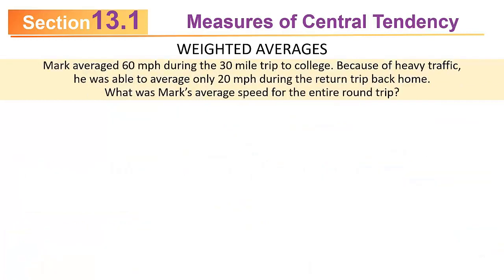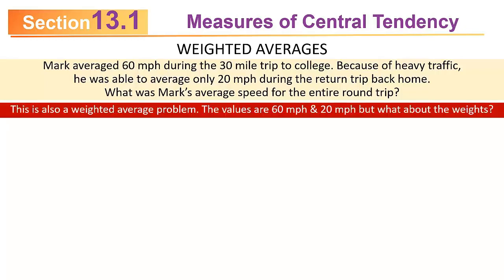How about this one? Mark averaged 60 miles per hour during the 30-mile trip to college. Because of heavy traffic, he was able to average only 20 miles per hour during the return trip back home. What was Mark's average speed for the entire round trip? The thing about this problem, it's a weighted average problem, and it's pretty clear we're looking for a miles per hour answer, so the 60 and the 20 miles per hour are the values in the problem.